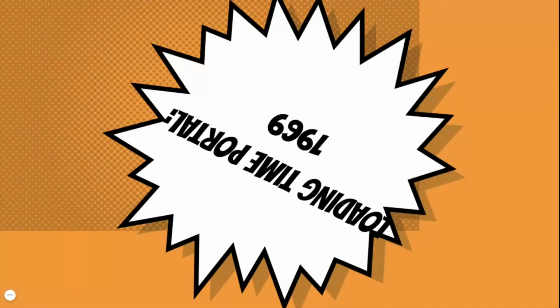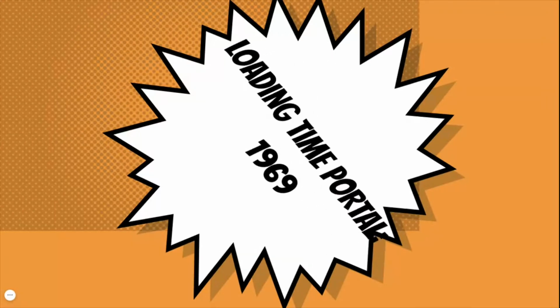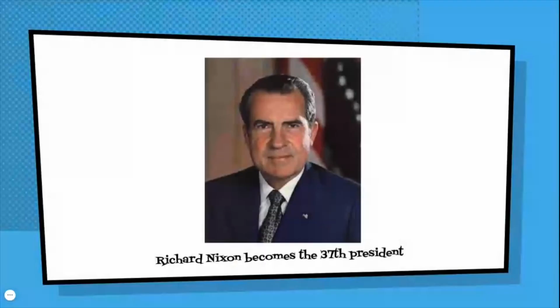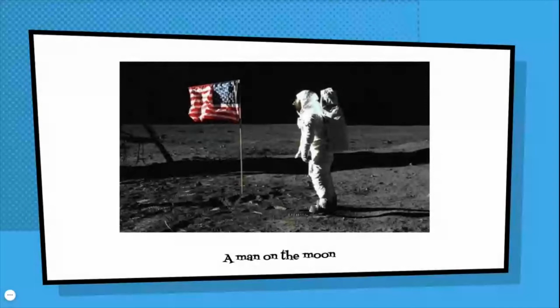Whew, we have made it to 1969. Richard Nixon becomes the 37th president. We also fulfilled JFK's promise of putting a man on the moon. People all over the country shed a tear that day. Like Neil Armstrong said, one small step for man, big step for mankind. I think that's what he said.